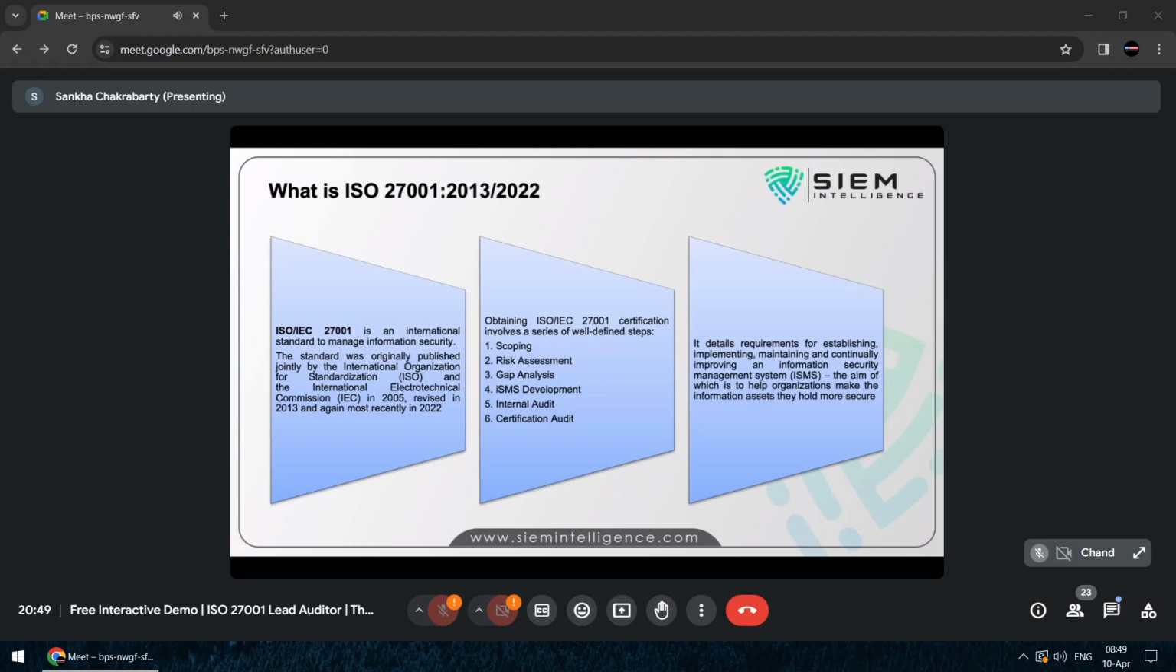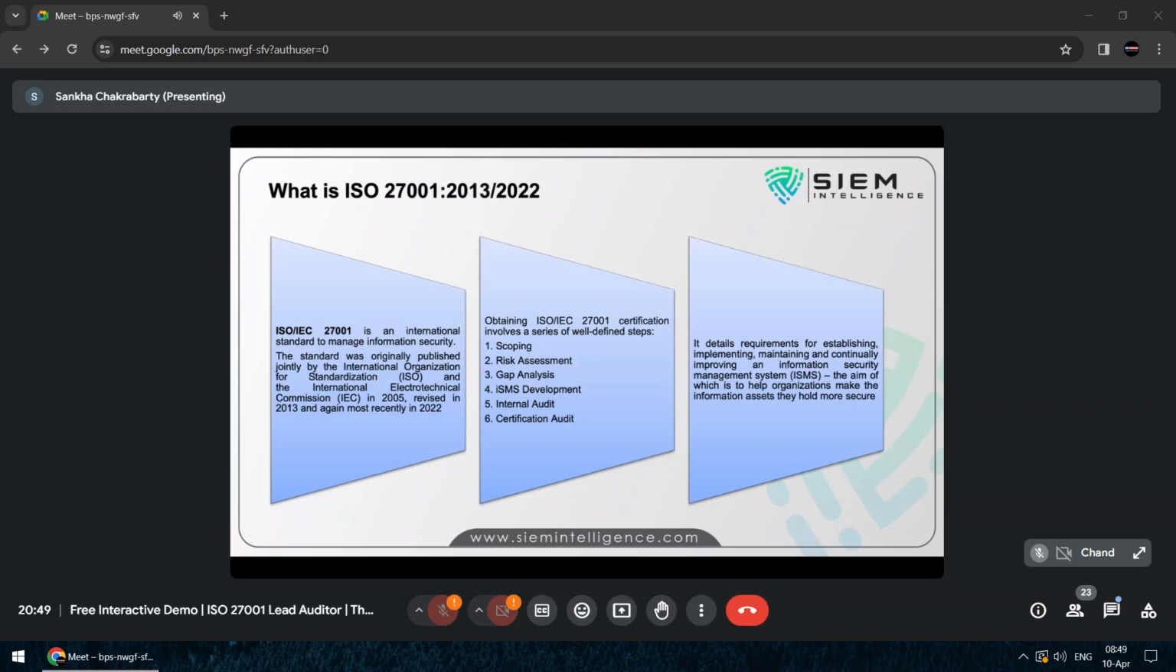Then the third step is gap analysis. Where are you and what are the areas that you need to implement? This is very important to understand. Forget about ISO, let's say when you want to go for any exam, like our board exams or competitive exams, first we need to understand where we are and what our syllabus is. Then we do a gap assessment: this much I know and this much I have to learn. This is the concept of gap analysis, where you are and where you want to go.